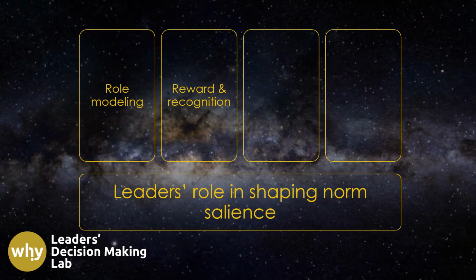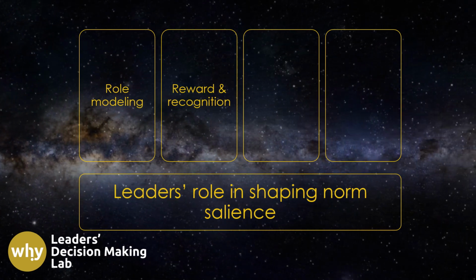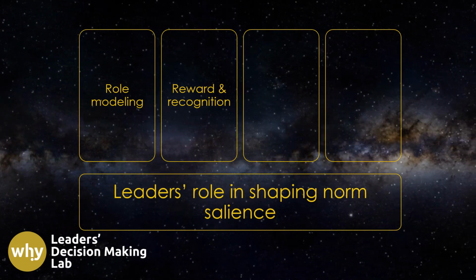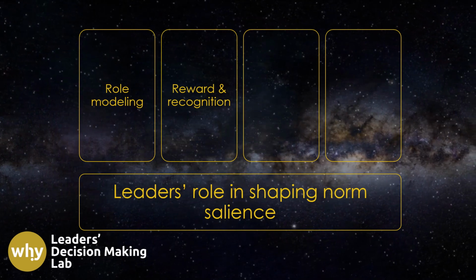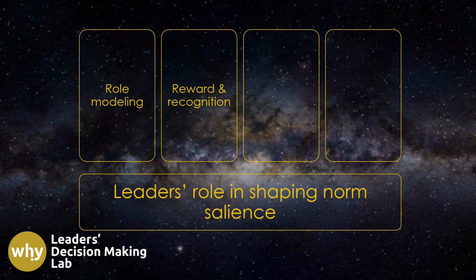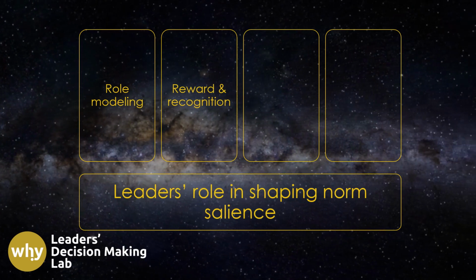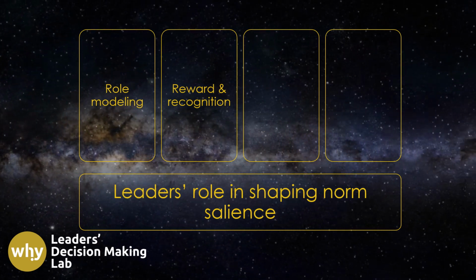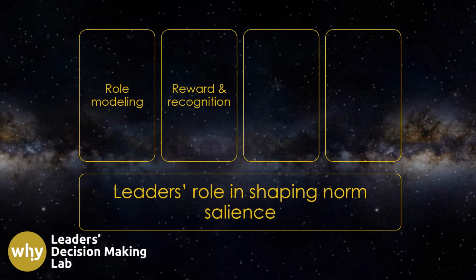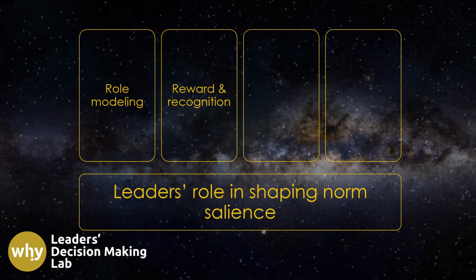For example, if one of the desired norms is collaboration, we can publicly acknowledge and reward team members who consistently demonstrate effective collaboration. This recognition could take the form of acknowledging their contribution in team meetings, giving shout-outs during organization-wide announcements, or providing tangible rewards such as bonuses or certificates of appreciation. By doing so, leaders reinforce the salience of collaboration as a valued norm and encourage others to exhibit similar behaviors.